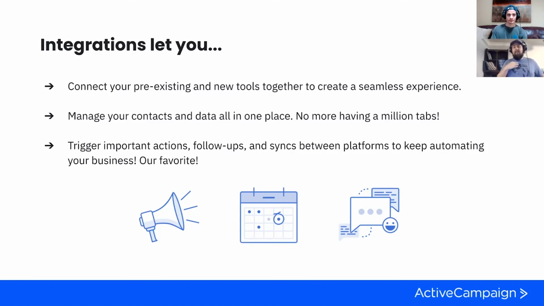And then our favorite on the show, last but not least, trigger important actions, follow-ups, and syncs between platforms to keep automating your business. We always say, your business should be running while you're asleep. And that's what we help you do here with automations. Yeah, absolutely. Save time, let it run while you're asleep, and then avoid that human error. If you're transferring data from one platform to another, make sure that all that information maps to exactly where it needs to go. It maps exactly as it's supposed to be typed or input, and you avoid the possibility of any sort of human error there. Exactly.